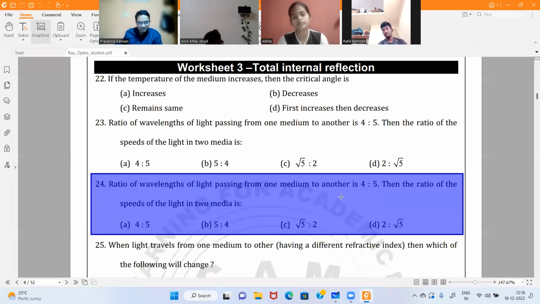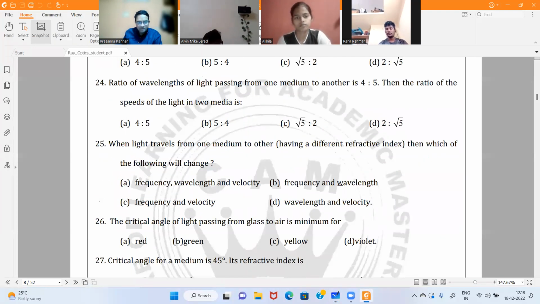Okay, let's go back. 25th one. When light travels from one medium to another, having a different refractive index, which of the following will change? Wavelength and velocity. Wavelength and velocity is correct. I told you frequency will remain constant, because energy will be constant. E is equal to h nu.